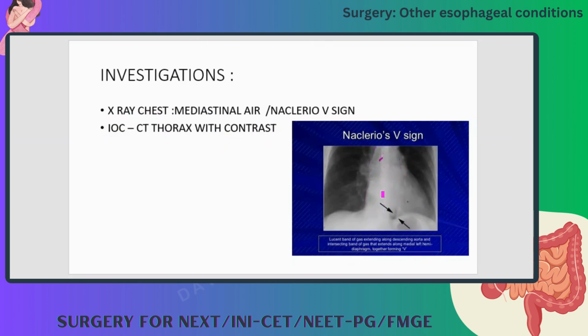See the arrows here. Are you able to appreciate it? Normally there should be no air here. Air should be in the lungs. If there is air here, where did it come from? From the esophageal perforation only. This is known as the V sign of Naclerio, mediastinal air. Are you able to appreciate it? Yes? If you are able to see that air in the mediastinum, that means there is some perforation.